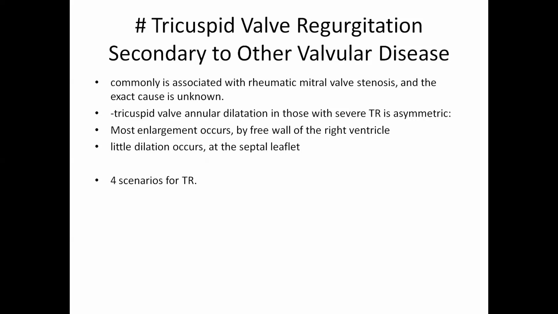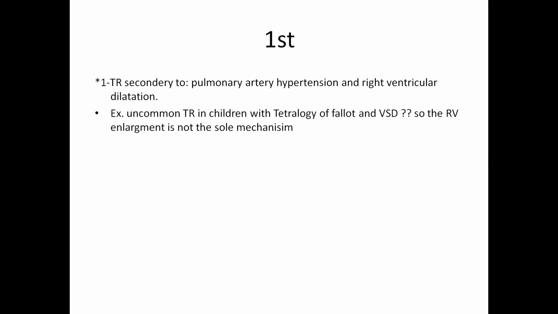It mostly occurs at the free wall of the right ventricle, and little dilatation will occur in the septal leaflet. So the septal leaflet is more fixed than the free wall. And we have 4 scenarios for tricuspid regurgitation as secondary to other valve disease, just to elaborate the cause of secondary tricuspid valve regurgitation. The first one is tricuspid valve regurgitation secondary to pulmonary artery hypertension and right ventricular dilatation.